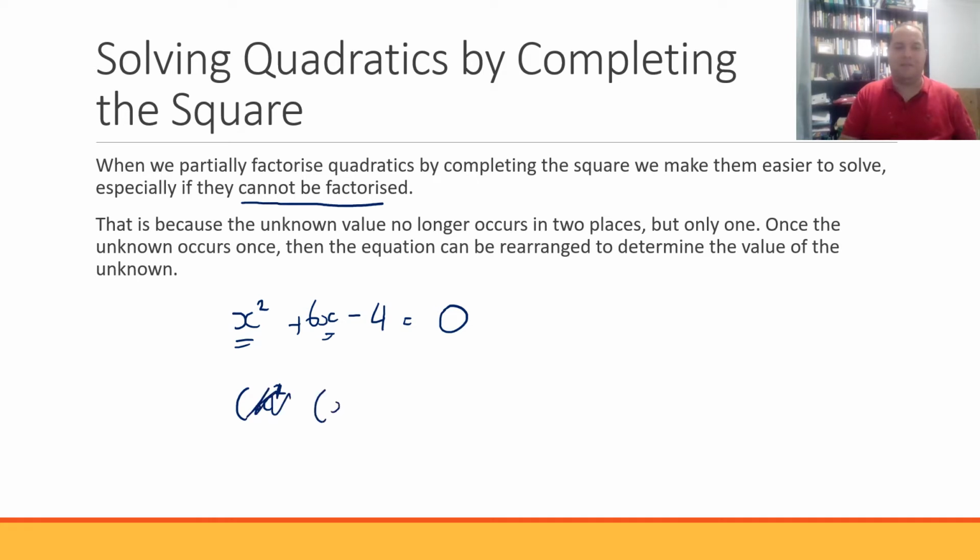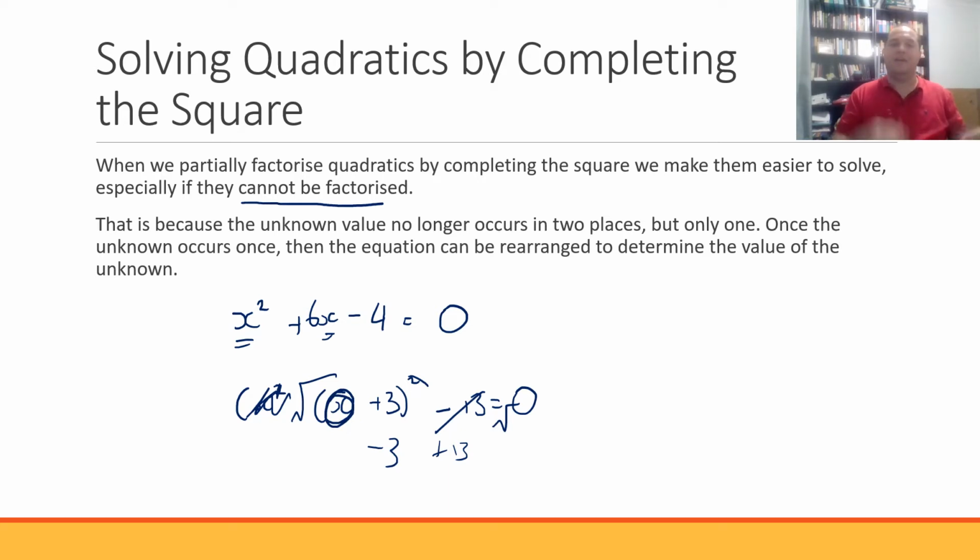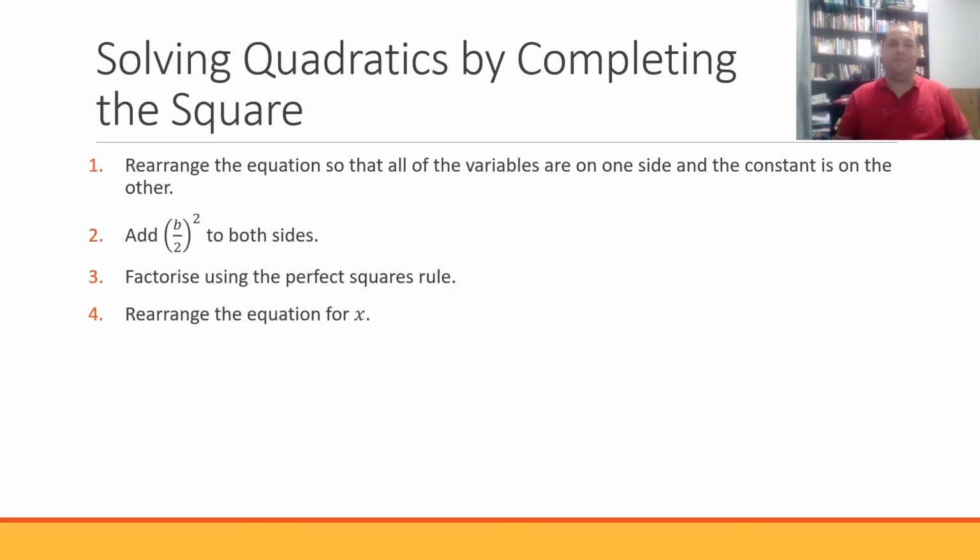Now, what we can do though, is if we've got x plus 3 squared minus 13, this equation we can rearrange. We can plus 13 to both sides to get rid of that. We can then square root both sides to get rid of the squared, and then minus 3 after that. Because x occurs in only one spot, when we partially factorize, it makes it much easier to rearrange and solve. And it's that idea that helps us solve quadratics by completing the square.